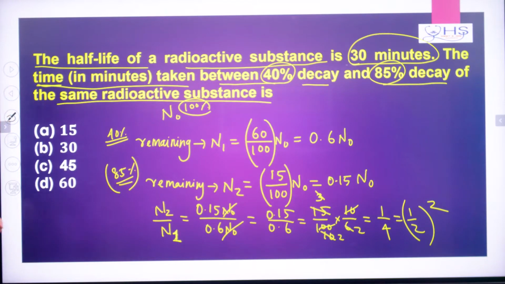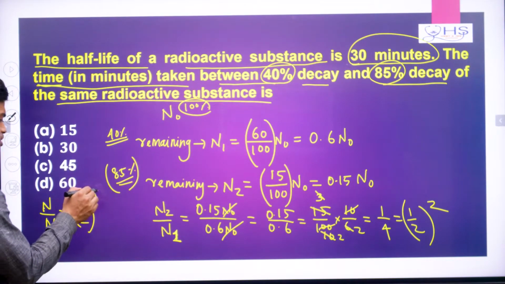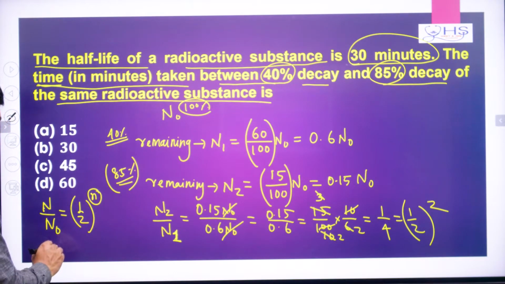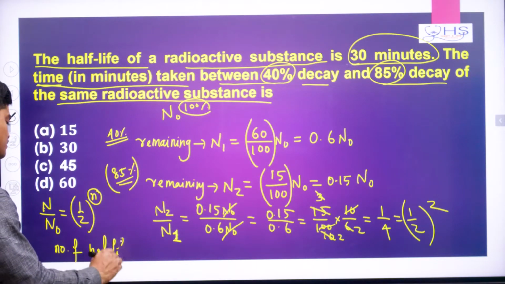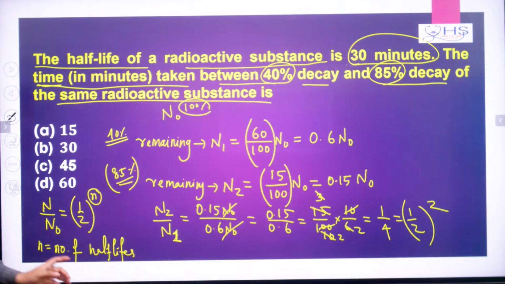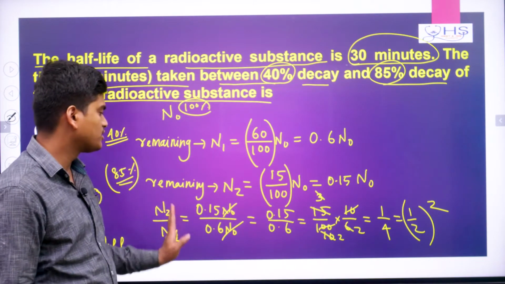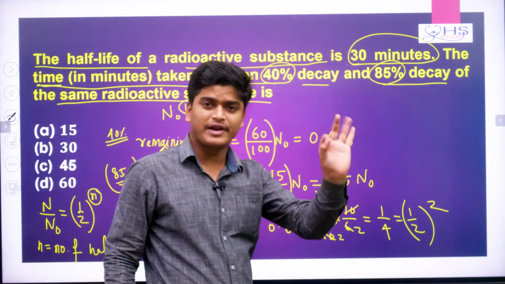So why am I doing this? Remember, whenever N by N naught, this is the initial, this is the undecayed particle at some time t, that one you can write as half to the power n. And this n is nothing but the number of half lives. So here how many half lives are happening? N2 by N naught, that means between 40% to 85%, here 2 half lives are occurring.